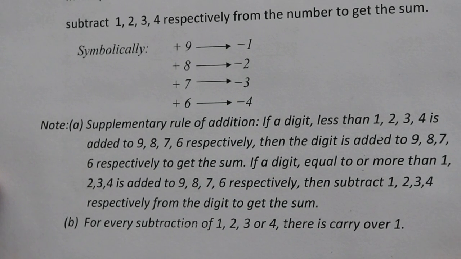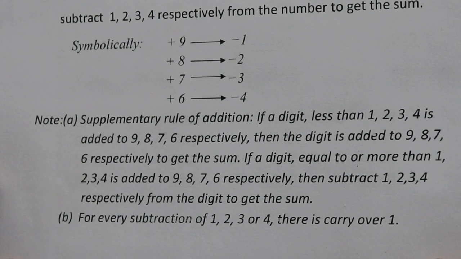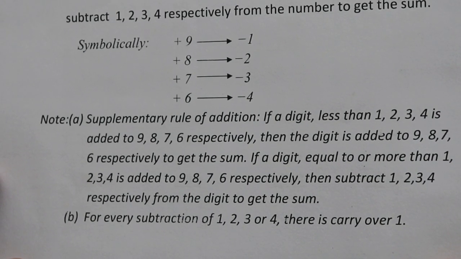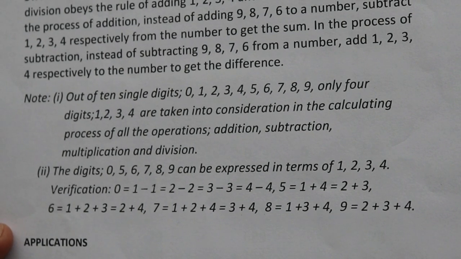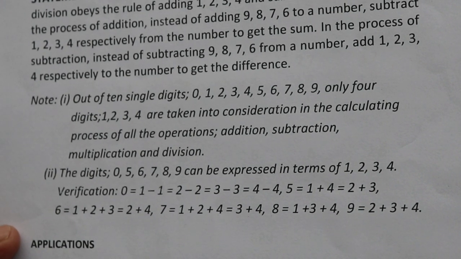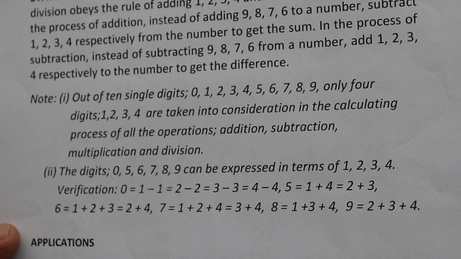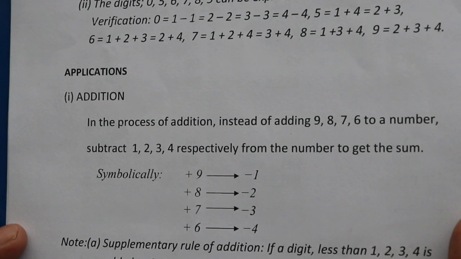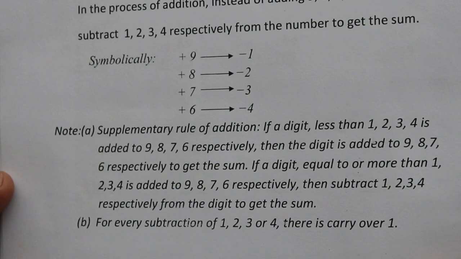Note, supplementary rule of addition. If a digit less than 1, 2, 3, 4 is added to 9, 8, 7, 6 respectively, then the digit is added to 9, 8, 7, 6 respectively to get the sum. If a digit equal to or more than 1, 2, 3, 4 is added to 9, 8, 7, 6 respectively, then subtract 1, 2, 3, 4 respectively from the digit to get the sum. For every subtraction of 1, 2, 3, or 4, there is carryover 1.